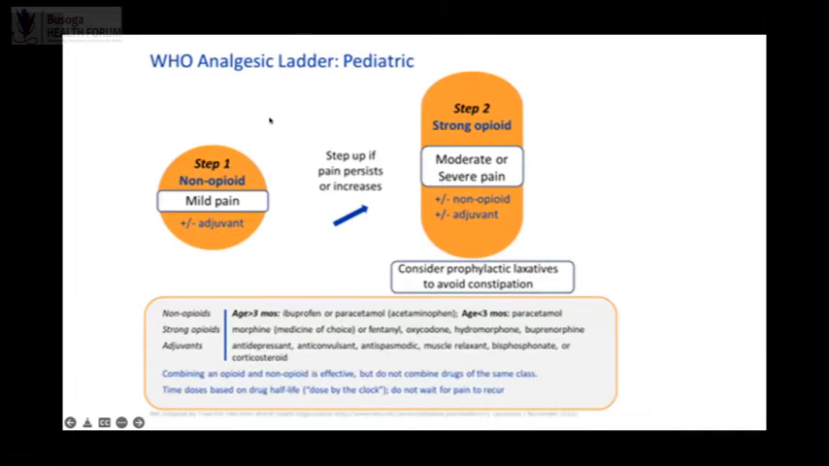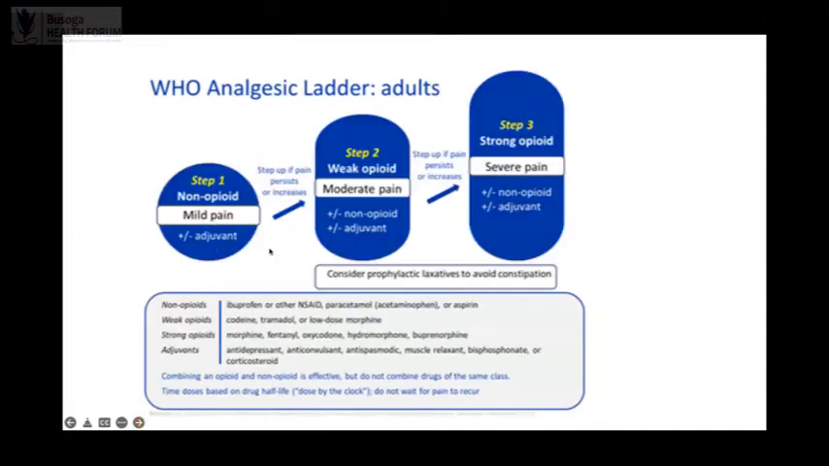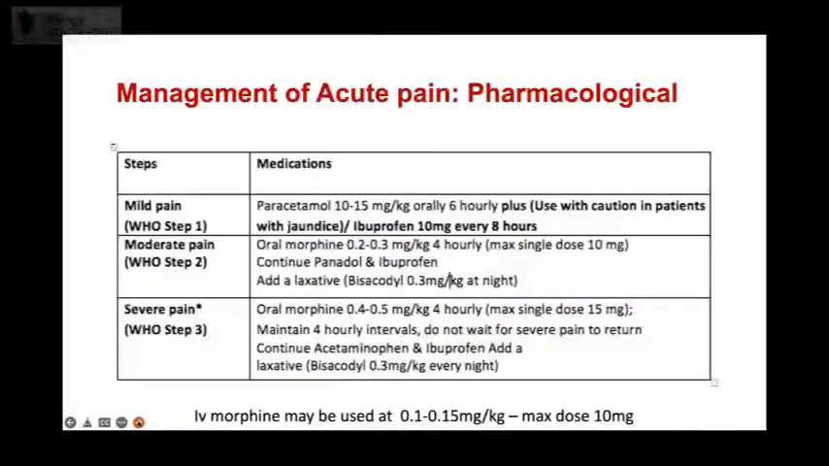So step one for children, mild pain, give a non-opioid, an NSAID. Step two, if the child is still in a lot of pain, give a mild opioid, and the doses differ. Step three, if it is severe pain, give a stronger opioid. You can add a non-opioid, for example, you can add an NSAID together with an opioid. For adults, same thing, but the doses are a bit different. So this is what we use in Malago Hospital. You might have a different protocol.